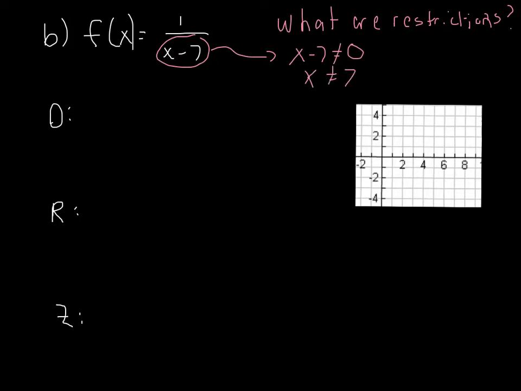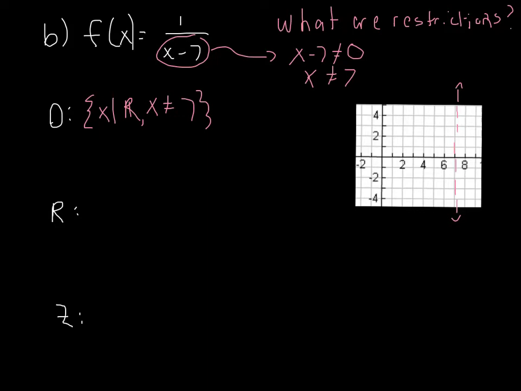X can't be 7, unless you're Chuck Norris. So our domain is we can plug in anything we want, all real numbers, except restricted. X is not allowed to be 7. So what that actually means then on the graph, since x cannot be 7, is that over here at 7, there's a vertical asymptote. We call that an asymptote. The graph will not pass through it because x is not allowed to be that number. So go ahead and draw that in.